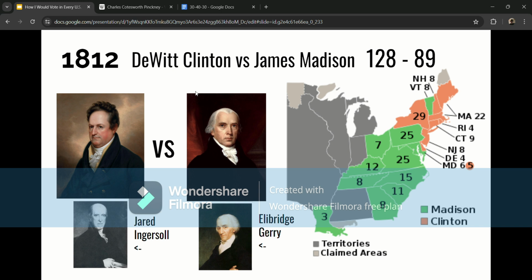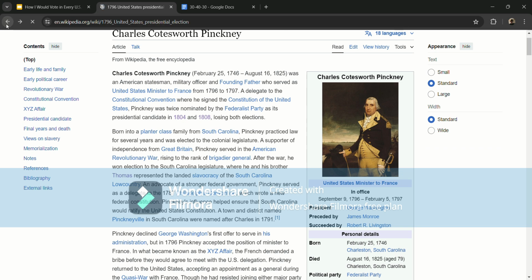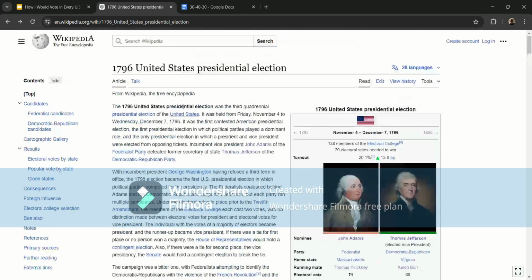So with him being more just politician-esque, and because he's really inexperienced and I don't want to change leadership in the middle of a war, I would have voted for James Madison in 1812. His running mate at this time was Elbridge Gerry, as George Clinton had died in office. Elbridge Gerry was the governor of Massachusetts.